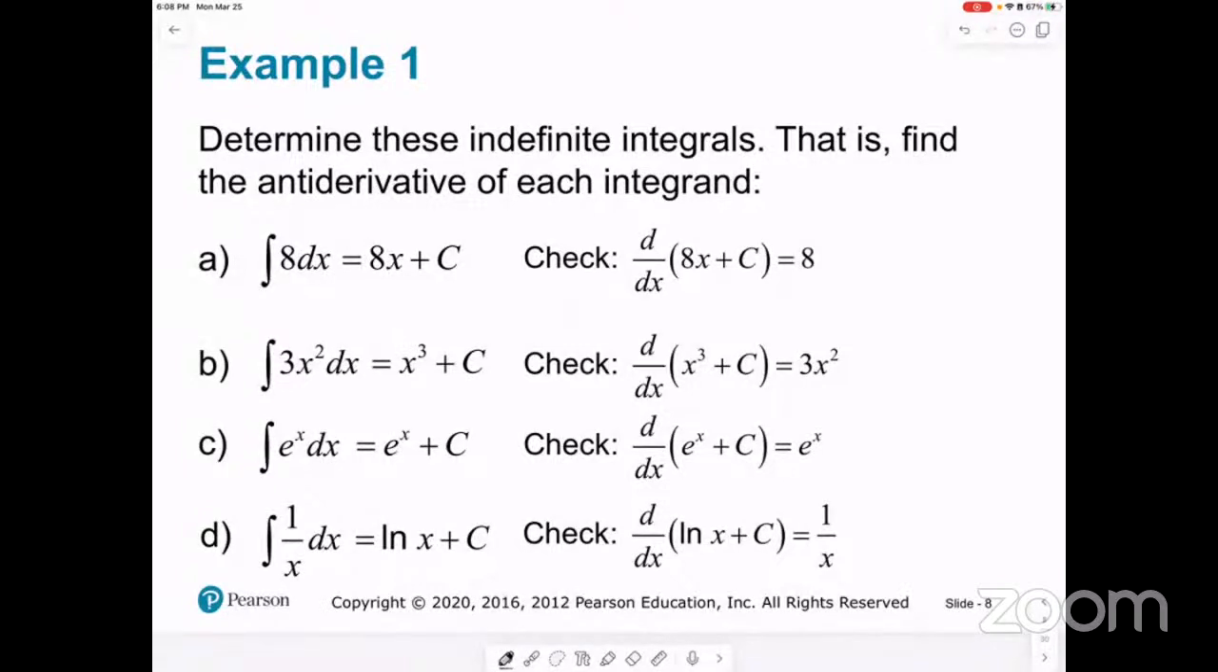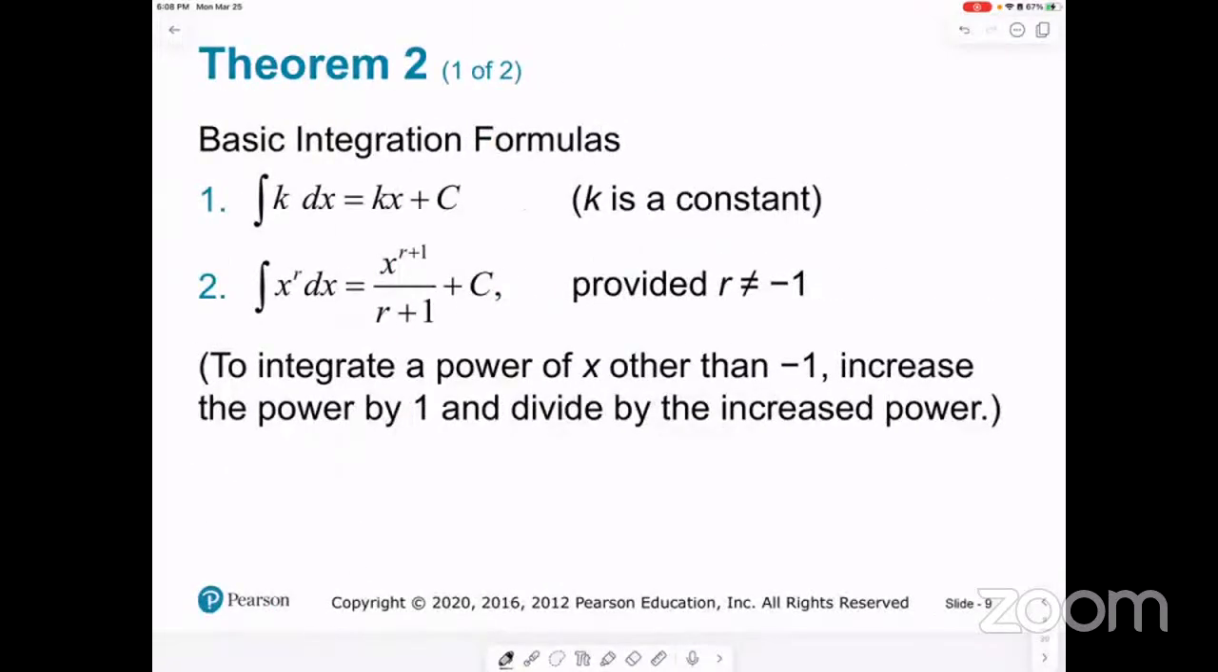All right, let's keep going. So we have this theorem too, basic integration formulas. So how do we take the integral of some basic formulas, right? So the integral of a constant dx is going to be kx plus c, right? Where k is a constant. So like if we had the integral of 2, that integral is going to be just 2x, right? Again, whenever you integrate a constant, it's going to be that constant times x plus some c.